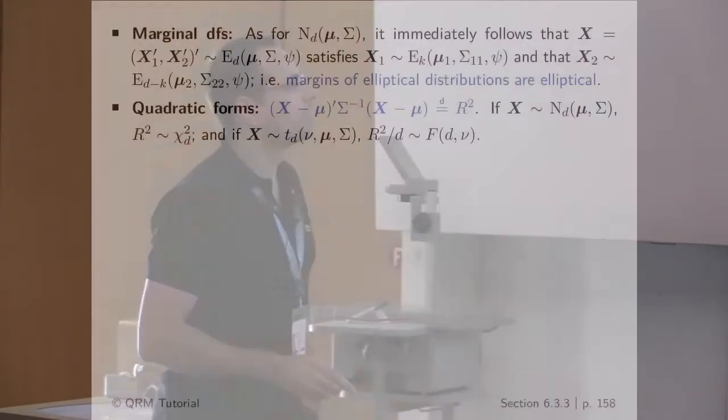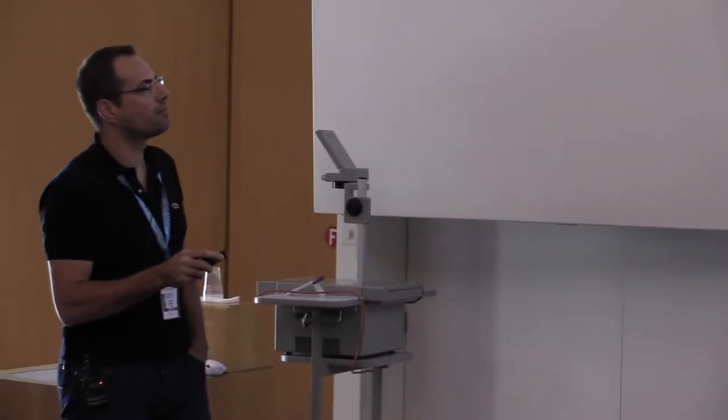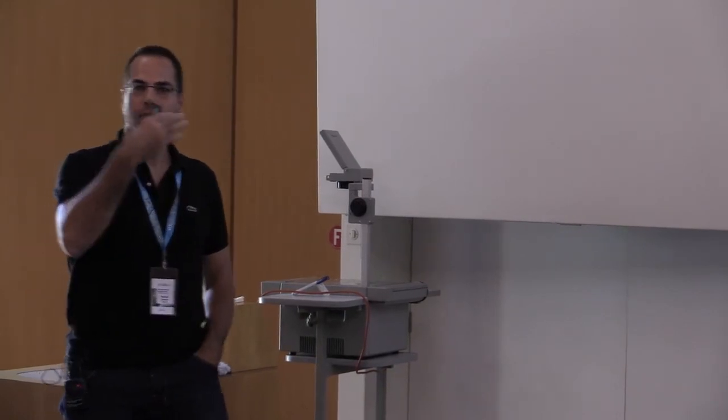So now you know the variance-covariance method will still give you explicit risk measure estimates even for other distributions than the normal. And this is about the largest class you can easily get. Good. Then the marginal distributions are again elliptical. Quadratic forms are in distribution equal to the radial part squared. And that can be, for example, used for goodness of fit testing.